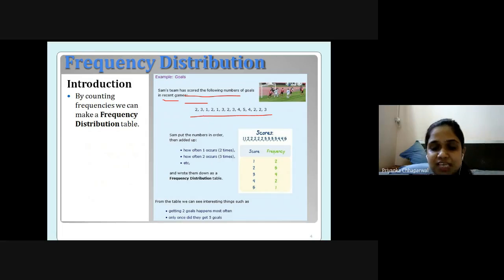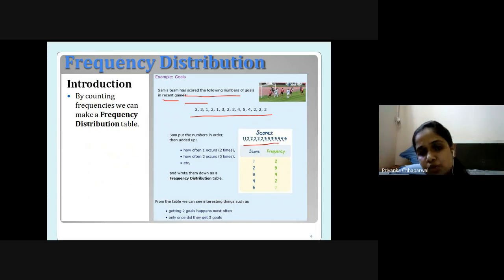So you just check your data. We have 2, 3, 1, 2, 5. 5 is the maximum. The scores are 1, 2, 3, 4, 5. So first of all, you arrange the data from lowest to highest. I am just arranging the data from lowest to highest.